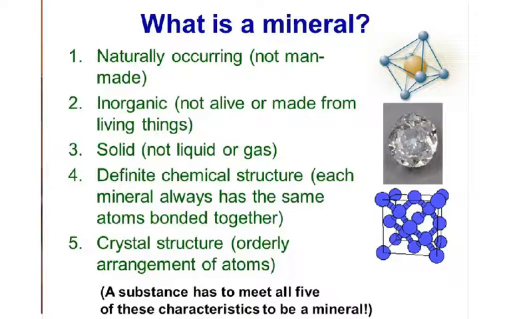So in order to be categorized as a mineral, there's actually 5 things that the mineral has to have. But my kids are a little too small to understand the one that we didn't talk about. The first one is that it's naturally occurring, meaning it's not man-made. It has to be inorganic, which means it's not alive or made from things that were living. It has to be a solid, so no liquids or gases. We're going to skip number 4, but 5 is crystal structure, meaning it has an orderly arrangement of atoms.